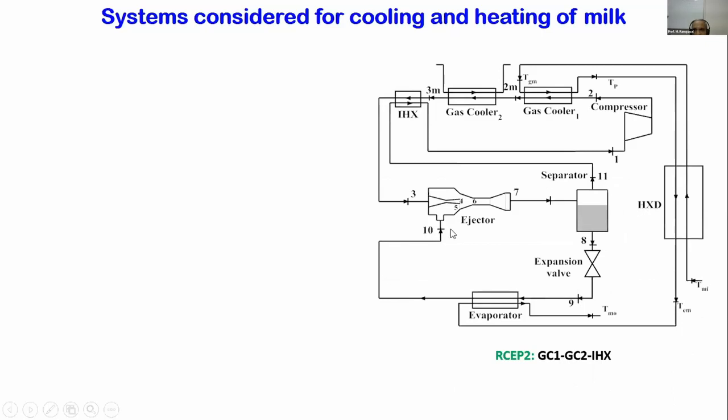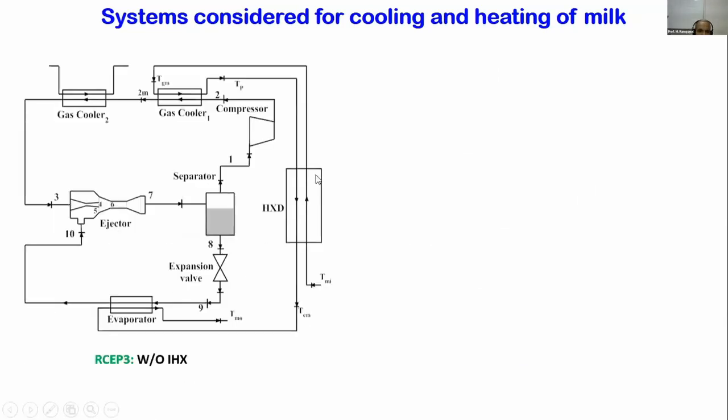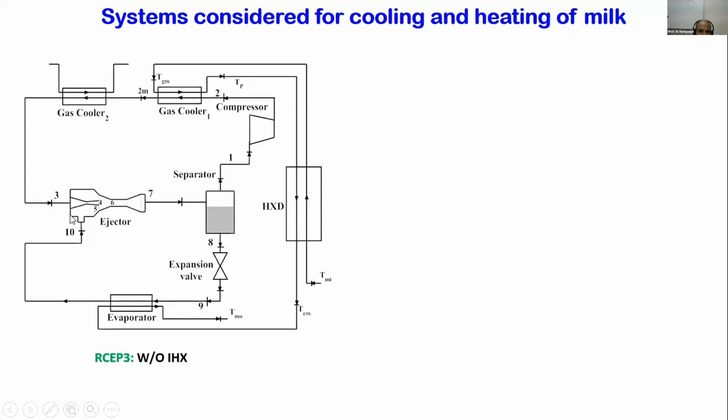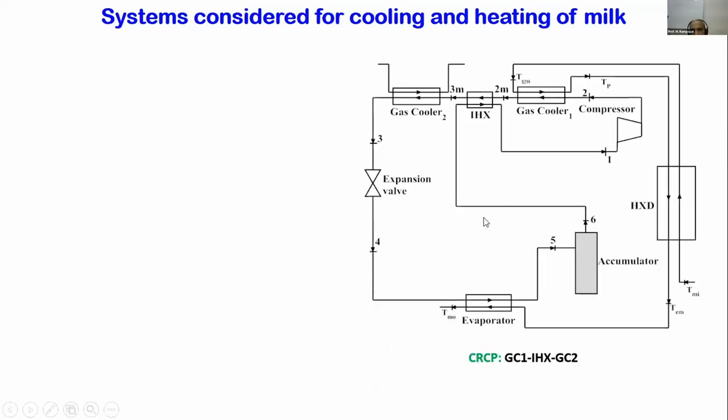The other possibility is the intermediate heat exchanger: instead of keeping it between gas cooler 2 and 1, you can also keep it after gas cooler 2. This one you call RCEP2. The rest of the circuit is the same, so only the heat exchanger position is shifted. Now this is without an intermediate heat exchanger, because we really don't know whether the intermediate heat exchanger is good or not, especially when you are using an ejector. So we have to assess the performance and see whether it is really required or not. This system is studied without any intermediate heat exchanger; otherwise, it is the same as RCEP1. And finally, this is a conventional system with an expansion valve, but with an intermediate heat exchanger between gas cooler 1 and 2. So there are several possibilities.